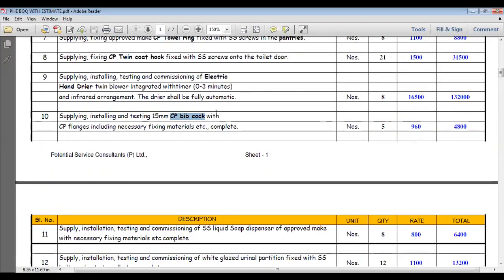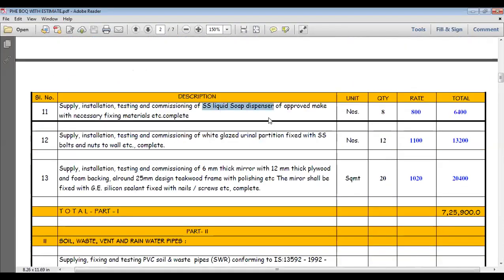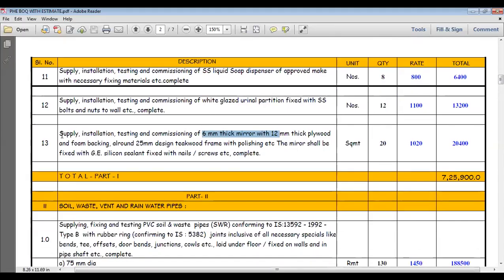SS liquid soap dispenser. Soap dispenser, but in the toilet will be there. That quantity, how much is there? Urinal partition. In between the urinals, the partition will be there. So that partition, number of partitions. And the supply of mirror. Above the wash basin, we have to put a mirror also. That quantity also here, that description also given here.